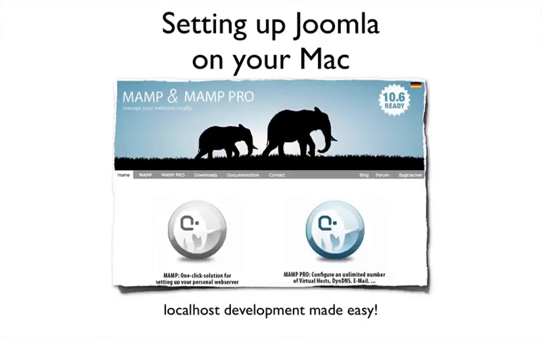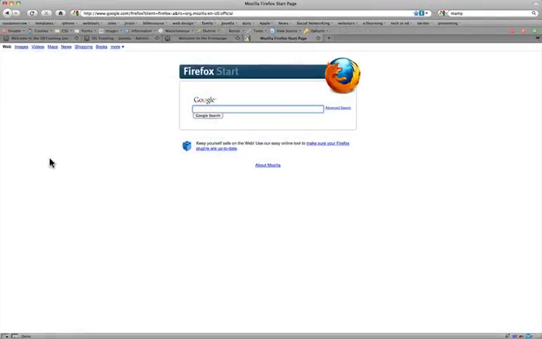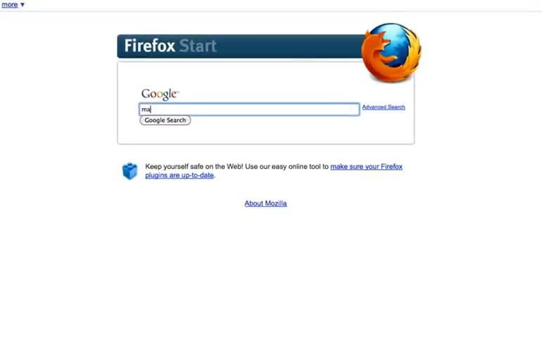In this lesson, we're going to set up a localhost environment on a Mac computer. Now, there are a number of ways to do this, but probably the easiest is a thing called MAMP. MAMP stands for Mac, Apache, MySQL, and PHP. Easiest way to find it is just to Google it.